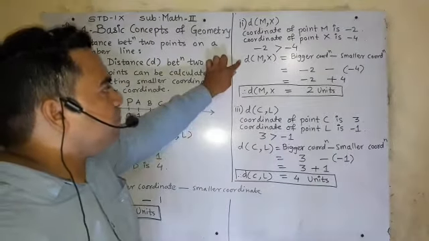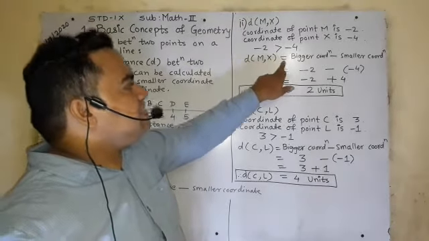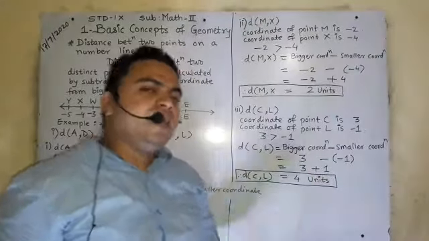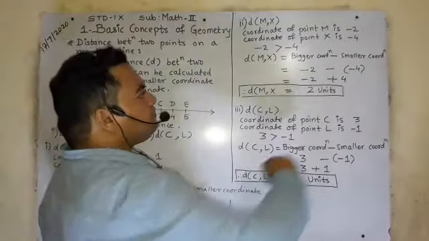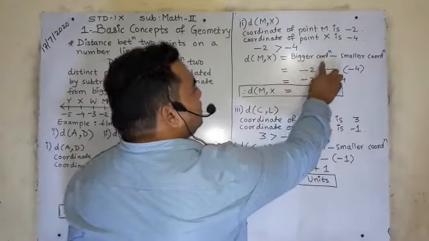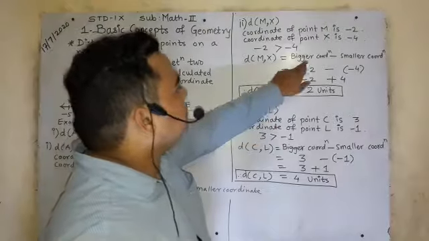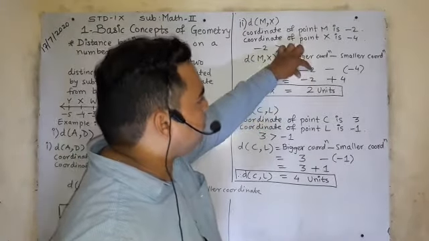Then I have to write the formula that distance between point M and X is bigger coordinate minus smaller coordinate. I have written in short, you should write in complete words. Okay, bigger coordinate minus smaller coordinate. So now please pay attention here. The bigger coordinate is -2. Okay, ये बड़ा coordinate है.